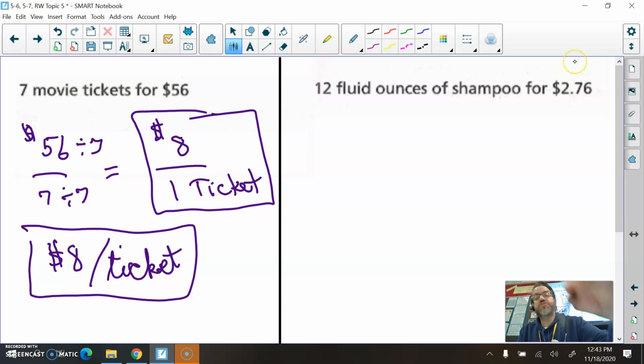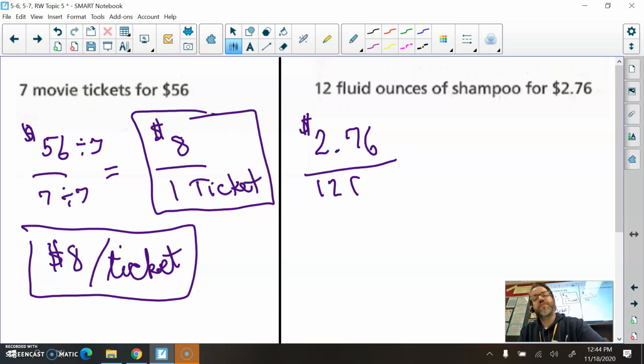Take the price first, $2.76. And that's for 12 fluid ounces. The abbreviation for fluid ounces is FL and then OZ with a space in between them. Fluid ounces are not the same thing as ounces, by the way. Ounces is a measurement of weight. Fluid ounces is a measurement of volume or capacity, how much something can hold. We measure liquids with fluid ounces.